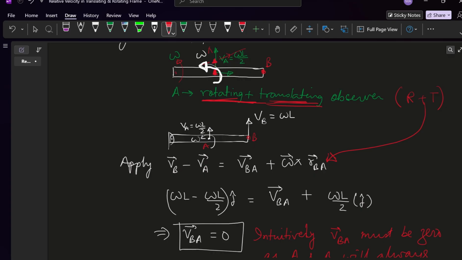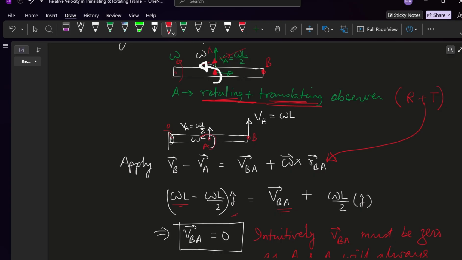Now, velocity of B minus velocity of A: we know these from the ground frame. The velocity of B is omega L from the ground frame, and A's velocity is omega L by 2. So it is omega L minus omega L by 2, that is V_B minus V_A, and the direction is J cap, as I have shown. This is equal to V_BA, which we have to find, plus omega cross R_BA.